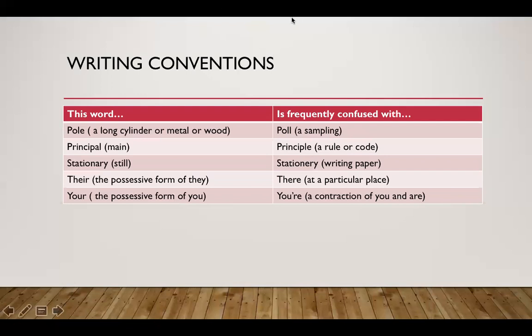I'm going to stop right here recording for just 1 minute because I'm being interrupted. 1 second. Okay, here we go again.